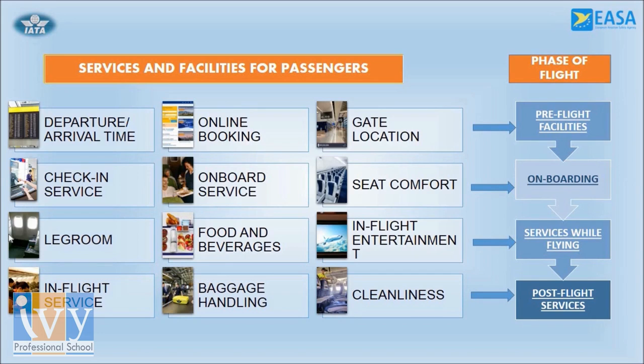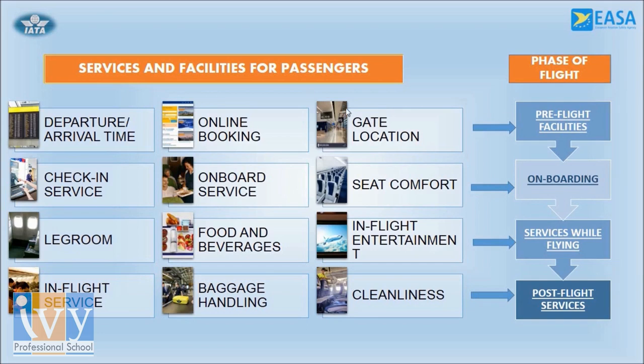For ease of understanding of this analysis, I have divided the 12 facilities and services into 4 phases of flight, which are the pre-flight facilities that the passenger enjoys, the onboarding, the services while flying, and the post-flight services or feedback that a passenger has.